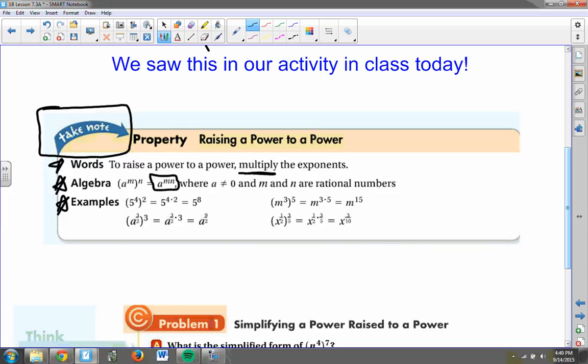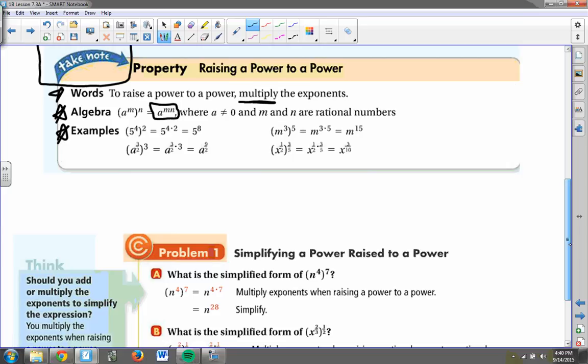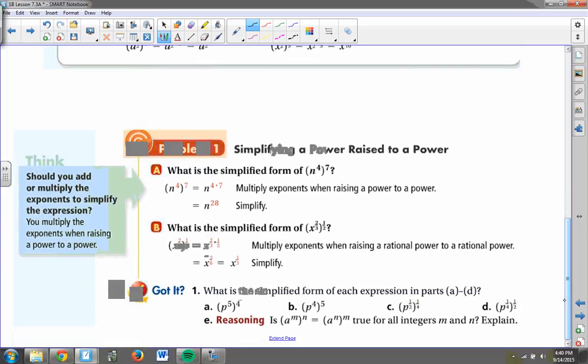Okay, so once you have those three things added to your notes, look with me at the top of page 434. So flip over a page, and we're going to look at problem 1 together. We should find that it is relatively easy. All right? Okay, problem 1. Simplifying a power raised to another power. This is the kind of thing that I am expecting you are able to do. Okay?